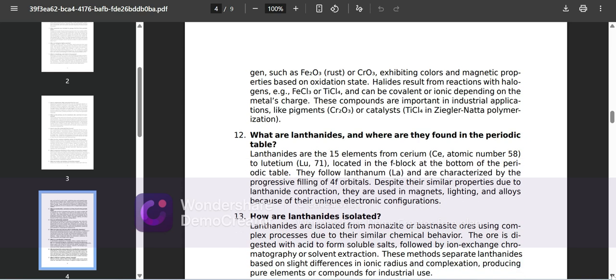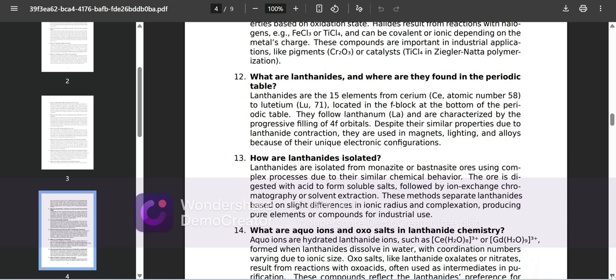Halides result from reactions with halogens, for example FeCl3 or TiCl4, and can be covalent or ionic depending on the metal charge. These compounds are important in industrial applications like pigments, Cr2O3, or as a catalyst, TiCl4 in Ziegler-Natta polymerization.